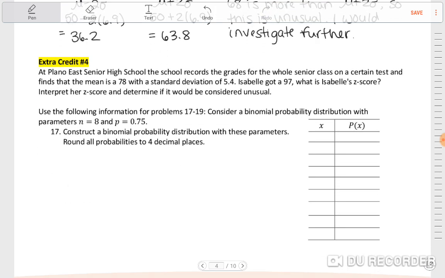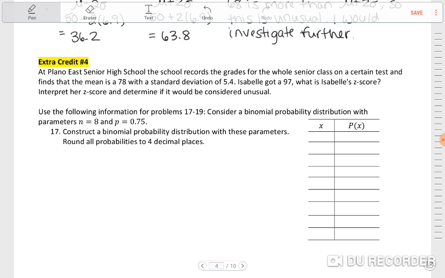Okay. Use the following information for problems 17 and 19. Consider a binomial probability distribution with parameters n equals 8, p equals 0.75. Construct a binomial probability distribution with these parameters. Round all probabilities to 4 decimal places.